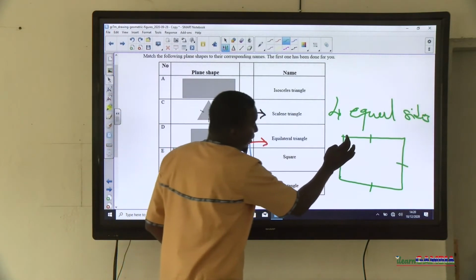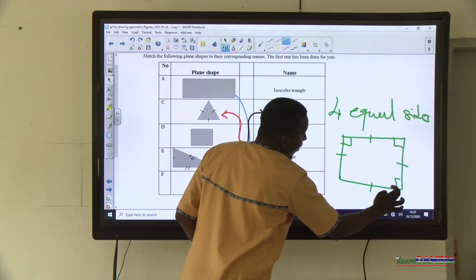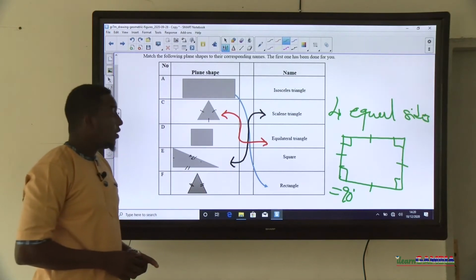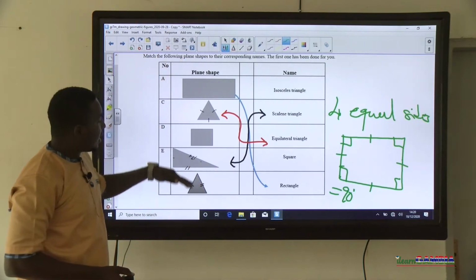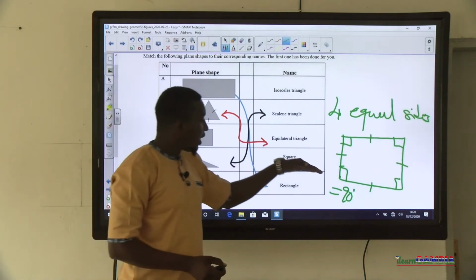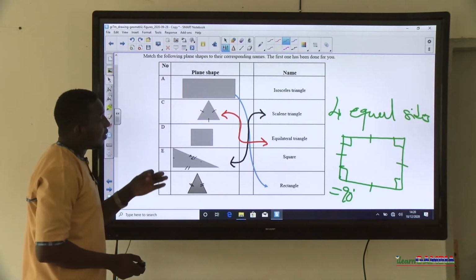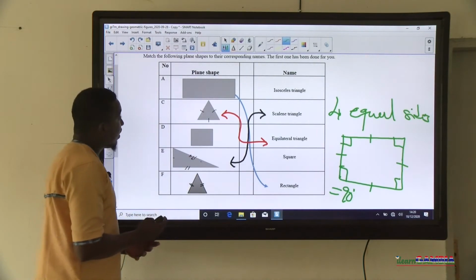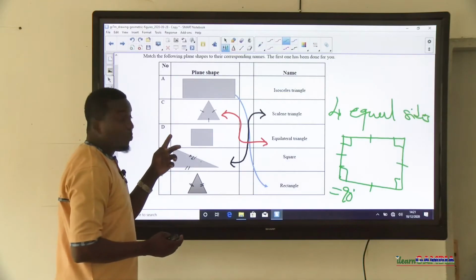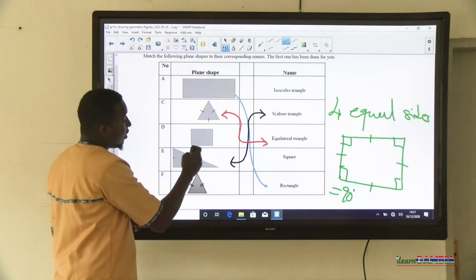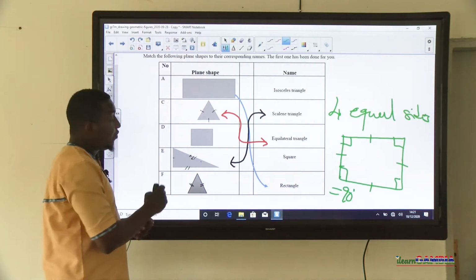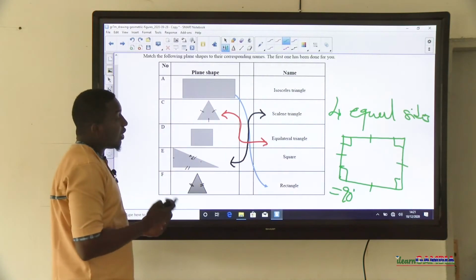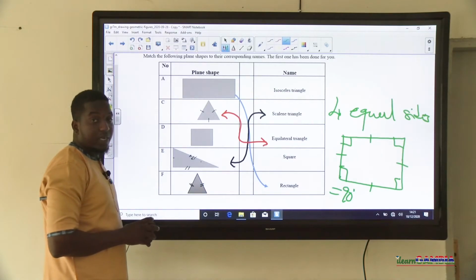So if this happens, it means all the angles are also equal, and consequently they are all equal to 90 degrees. So let's look at the images here and see which one will qualify to be called a square. In such instances, the shape should have all its sides equal and all its angles equal. So we realize that the shape under D will be qualified for it, because we can see that all the sides are equal. Even without measuring, just by looking, you will come to realize that all the sides are equal. So that one will be qualified to be called a square.